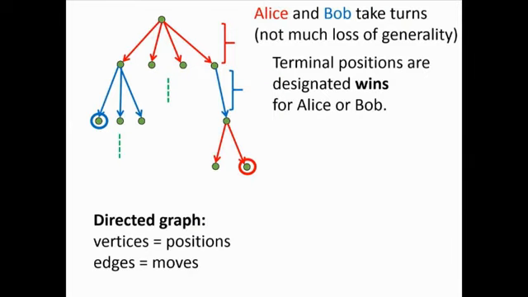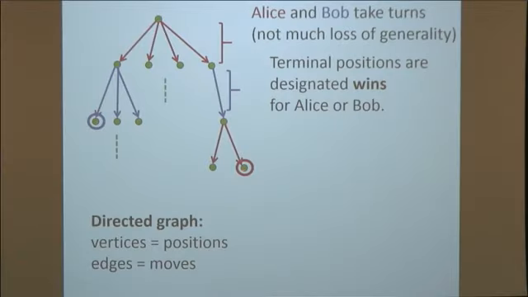And how does the game end? I'm just going to say some terminal positions, which are simply vertices that have out degree 0, are designated wins for Alice or wins for Bob. So maybe this node is a win for Alice, this position is a win for Bob. So it's very, very simple.